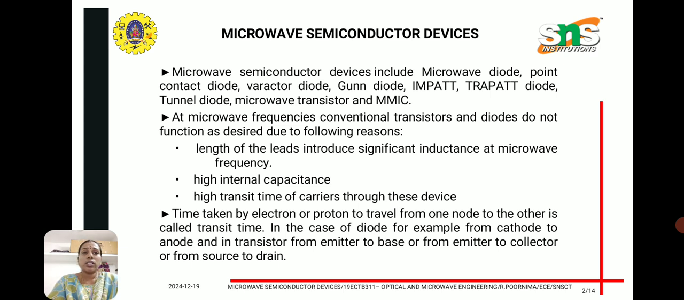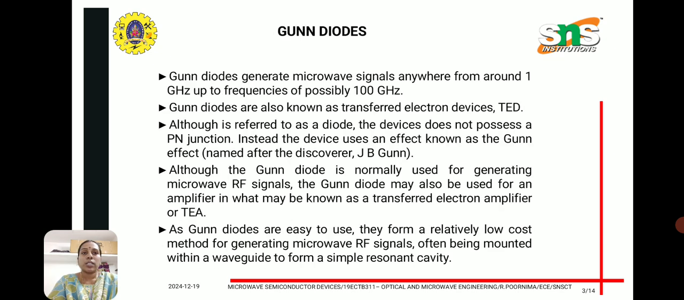Conventional transistors cannot be used at microwave frequencies due to some reasons. They introduce some inductance and internal capacitance and have high transit time. Transit time is the time taken by an electron to travel from one node to another node. So these are the reasons the conventional transistors and diodes cannot be used at microwave frequencies. So we need microwave semiconductor devices. For example, Gunn diode can be used at microwave frequencies. So let's see the Gunn diode in detail.